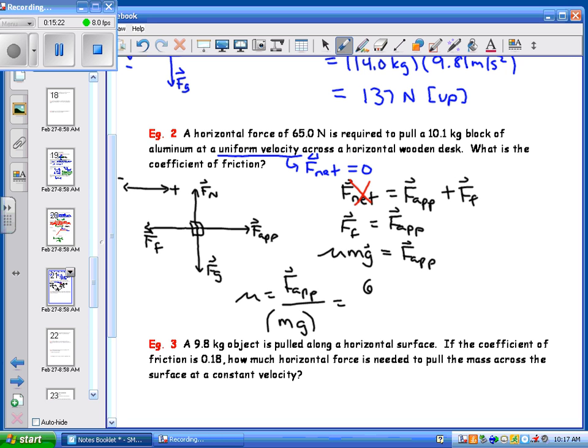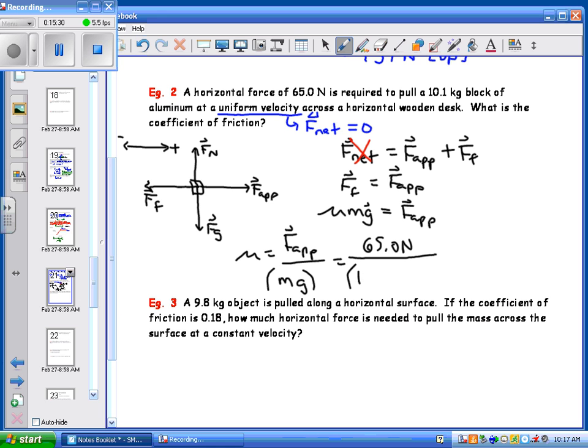So 65 newtons divided by brackets. You want to be really careful with your brackets the time you plug these in. 10.1 kilograms times 9.81 meters per second squared. And we want bigger brackets there on the bottom because you want to go 65 divided by whatever 10.1 times 9.81 is. And you should get a number less than 1, 0.656. Remember, there's no units. If you don't get a number less than 1, then check how you put it in your calculator, because that probably means you didn't bracket the denominator.